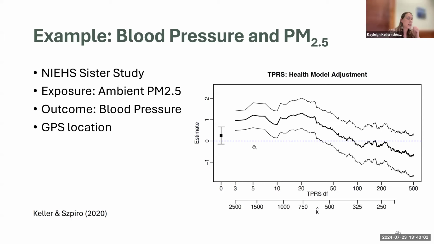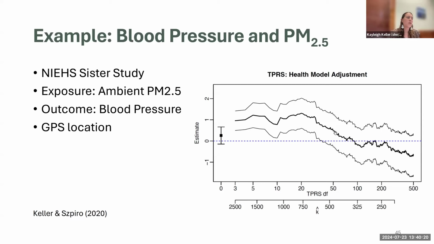And so we could look at everything from 3 splines up to 500 splines. And you can see here that as we did more and more adjustment, we moved towards basically a result that just included 0. So this was a case where if we did too much adjustment, we actually ended up eliminating any health effect estimate that we saw.